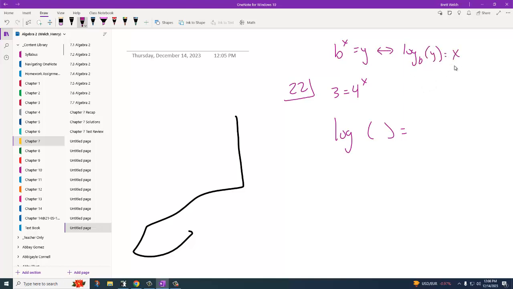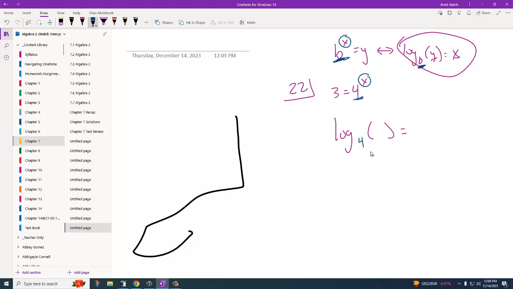I want to write this in log form, but I need to know what my base, my y, and my x are. So everybody has a position, so you can kind of say, okay, who's the base in this problem? Well, the base is the thing that holds the exponent up. In this problem, the thing that holds the exponent up is 4.